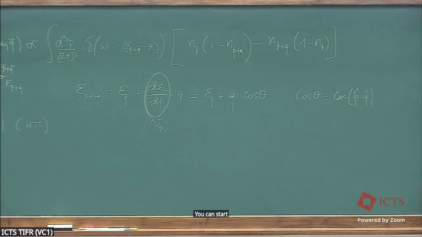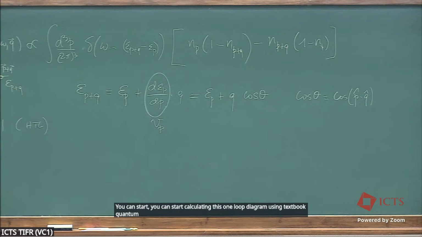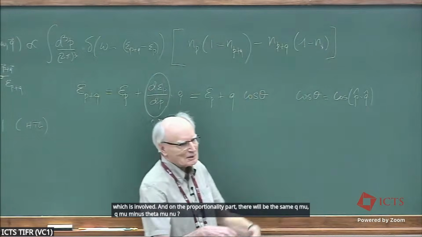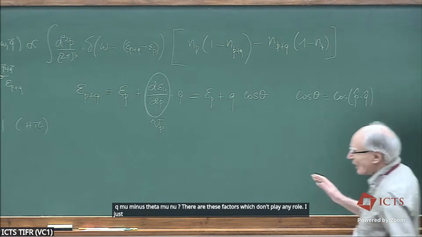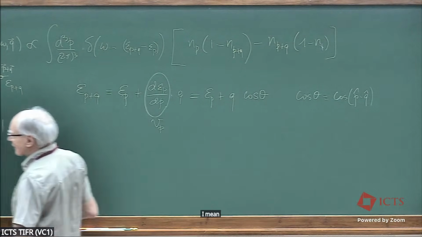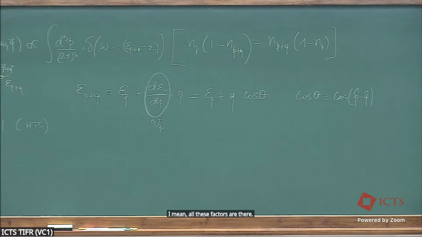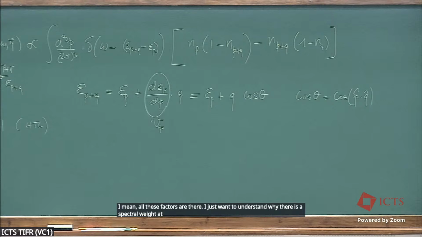You can start calculating this one-loop diagram using textbook quantum field theory. What I'm doing here is a shortcut to tell you the physics which is involved. And on the proportionality part, there will be the same q nu minus eta mu nu factors, which don't play any role. Yes, you're right, all these factors are there. I just want to understand why there is a spectral weight at omega equal to 0.